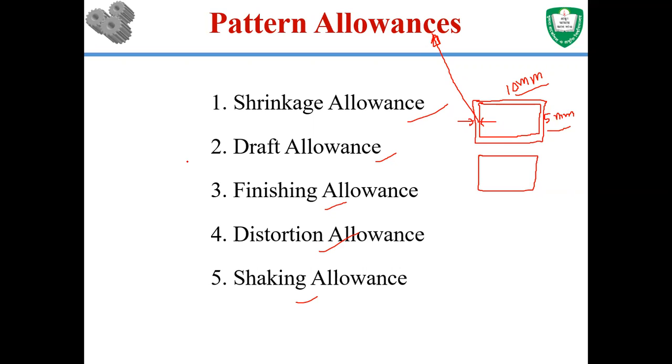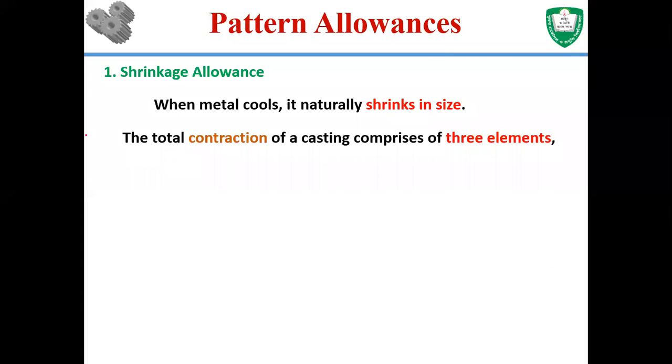And to describe the first one, the shrinkage allowance, that means the metal shrinks. The basic thing is that when metal cools, it shrinks in size. It can be from the high temperature down to the melting point temperature. There are three elements actually. This contraction of the volume comprises three elements. That means the contraction occurs in three stages.